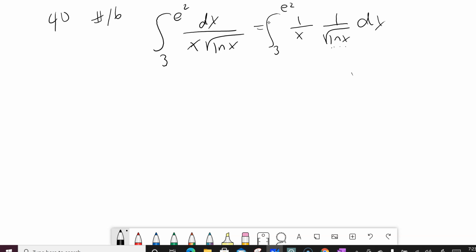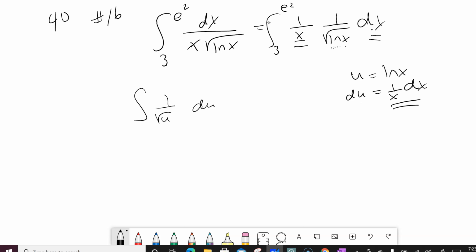I know something about ln. ln is an inside function, so I'm going to let that be u. So my derivative is 1 over x dx. Oh, there it is, 1 over x dx, right? So let's do it. The 1 over x dx gets taken out and du gets put in. I'm going to put the u inside here, so I get 1 over the square root of u.